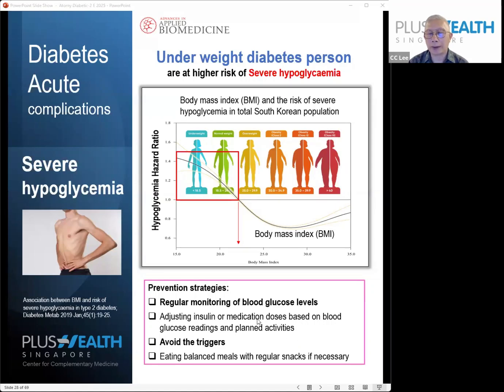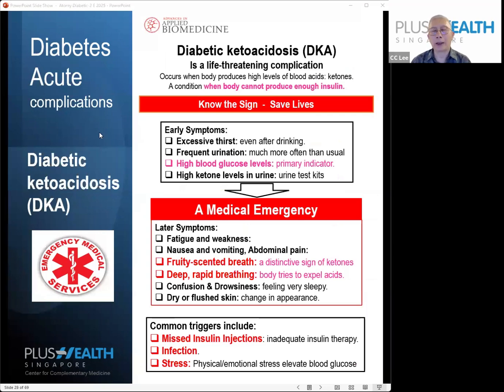Adjust the insulin or medication dosage based on blood glucose reading and plan your activities properly. Avoid the triggers we mentioned earlier, and eat balanced meals with regular snacks if necessary. That means that you should not fast and you should not eat irregular meals. Okay, right. Another one is actually a very important one.